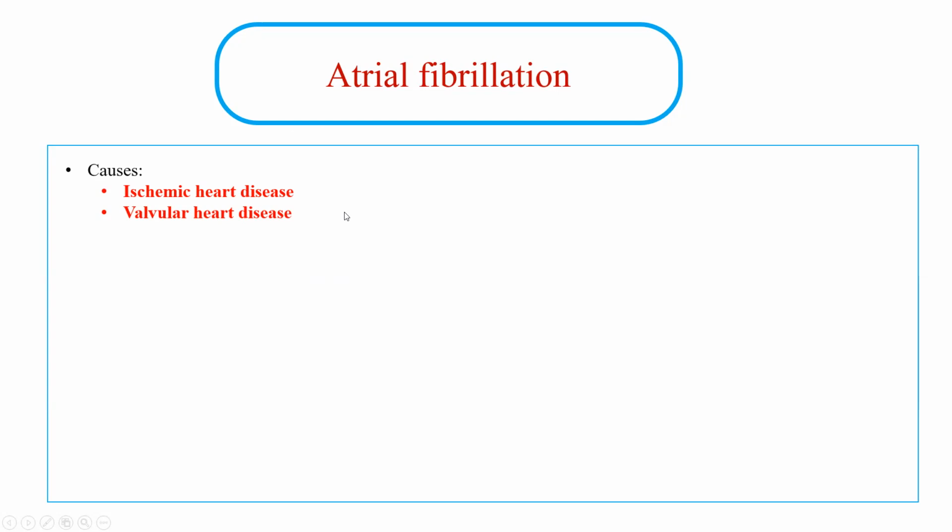Because if it is valvular atrial fibrillation, meaning that the atrial fibrillation is caused by the valvular disease, you have to anticoagulate regardless of the CHA2DS2-VASc score. Okay, you start treatment and we usually choose warfarin.